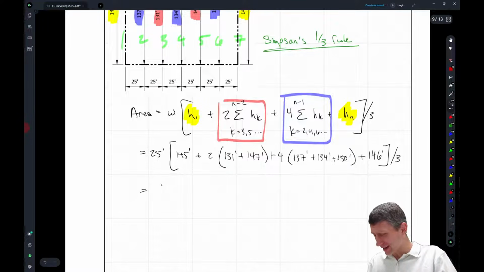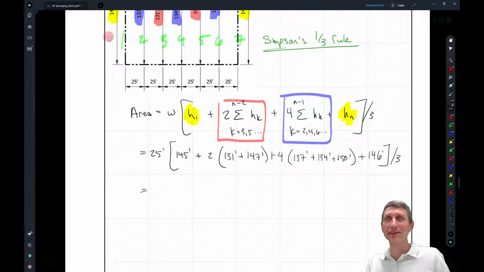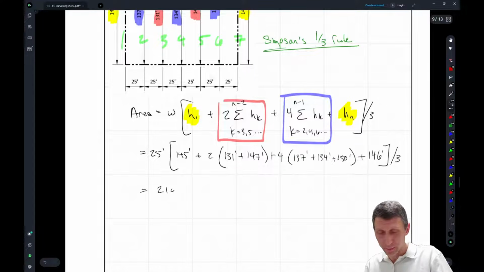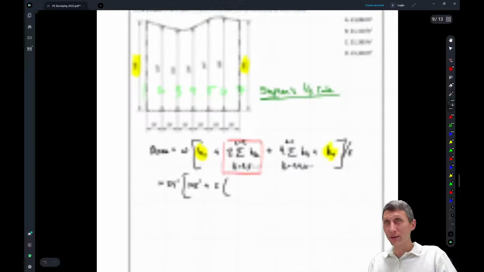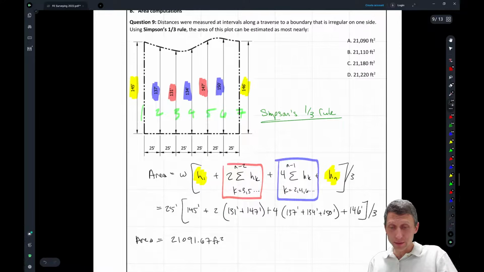The value that I got here, and maybe hopefully you get the same value, but the value that I got was 21,091.67 square feet. Which is different, right? It's a little bit different. It's a different estimation than the trapezoidal rule. It still works, right? It still gets us really close to the same value.